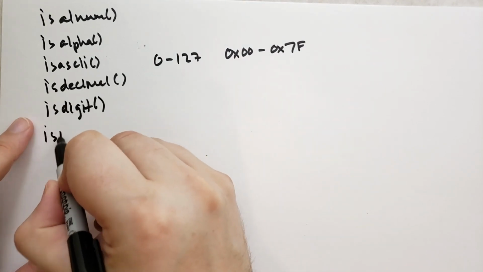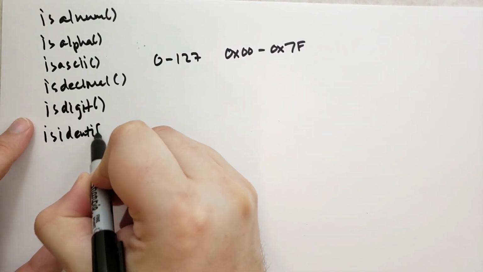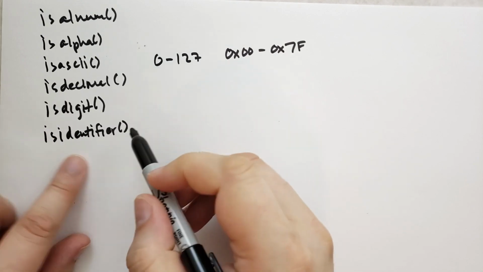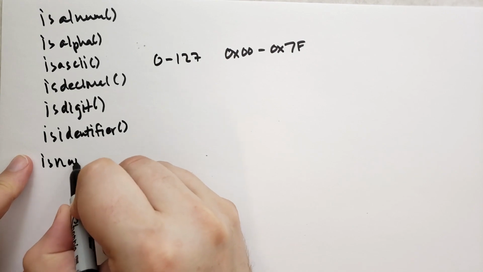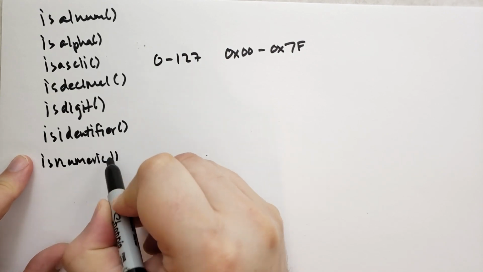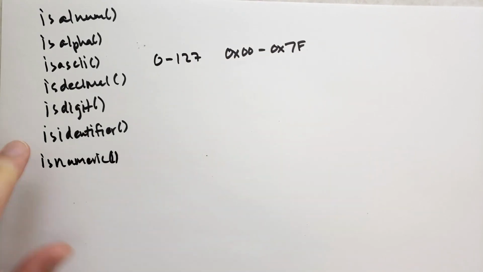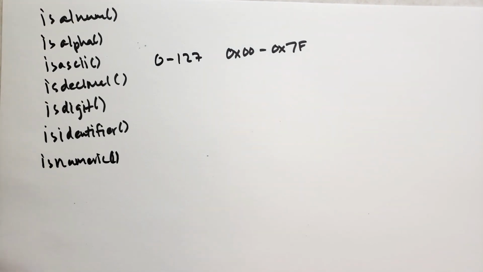There's isidentifier. This tests to see if it's a valid Python identifier. isnumeric. Tests to see if it's numeric. isprintable.